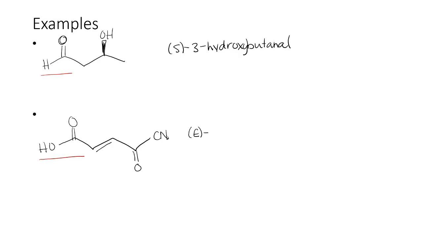So, E-4-cyano-4-oxo-but-2-enoic acid. Once again, the "oic acid" is for the carboxylic acid, and the E tells us the stereochemistry around the double bond. The 4-carbon has the cyano group, and also the oxo group, the carbonyl as well. So once again, in totality, E-4-cyano-4-oxo-but-2-enoic acid.